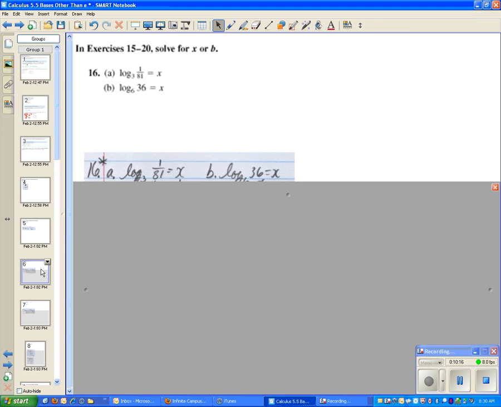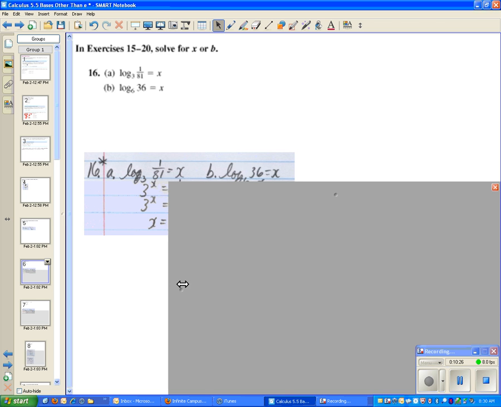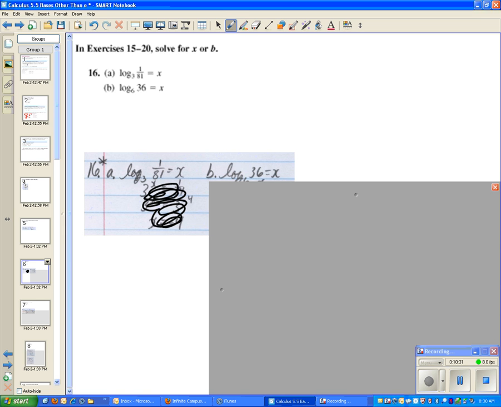So, for number 16, let's see here. We've got the logarithm of 1 over 81 to the base of 3, and that logarithm equals x. So doesn't that mean that 3 to the x equals 1 over 81? The base is 3, the logarithm, the exponent equals x, so that equals 1 over 81.